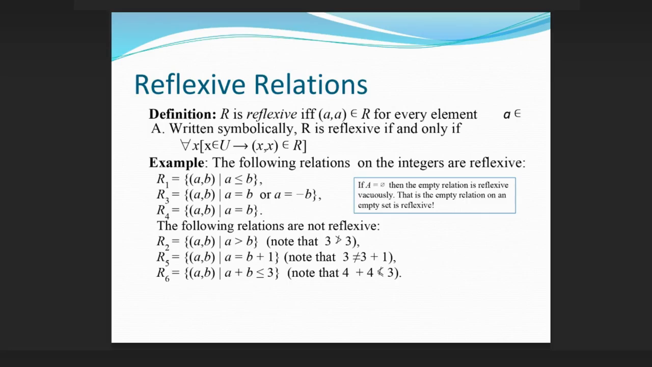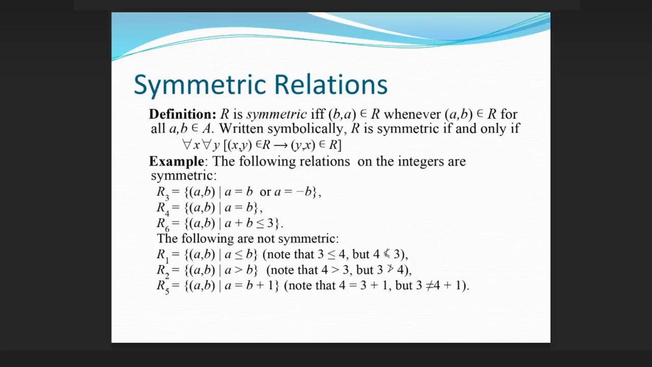The following relations are not reflexive. R2 equals {(a, b) | a > b}. Note that (3, 3) is not in R2. R5 equals {(a, b) | a = b + 1}. Note that 3 does not equal 3 plus 1. R6 equals {(a, b) | a + b ≤ 3}. Note that 4 plus 4 is not less than or equal to 3. If A is empty, then the empty relation is reflexive vacuously. That is, the empty relation on an empty set is reflexive.